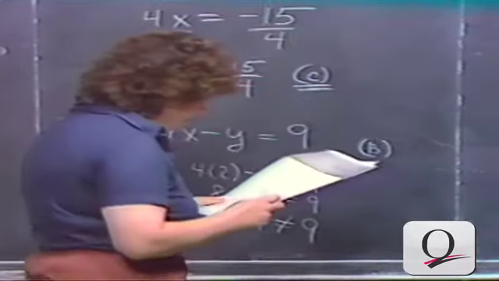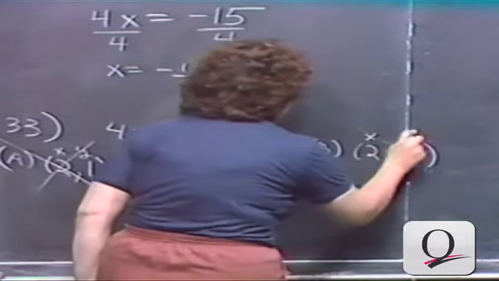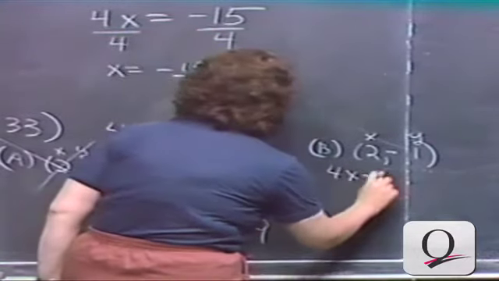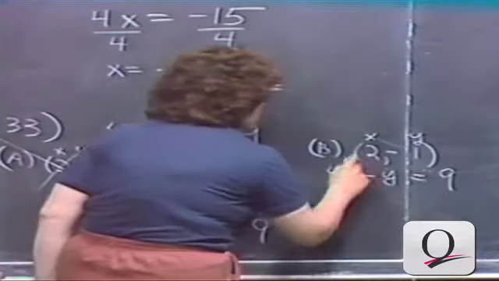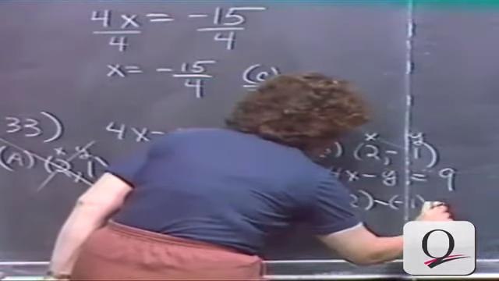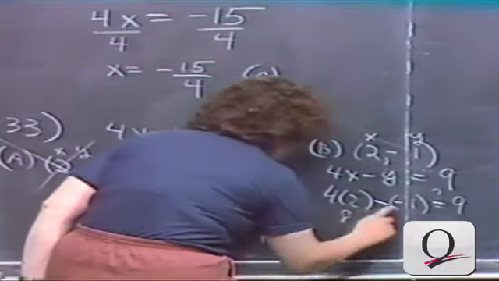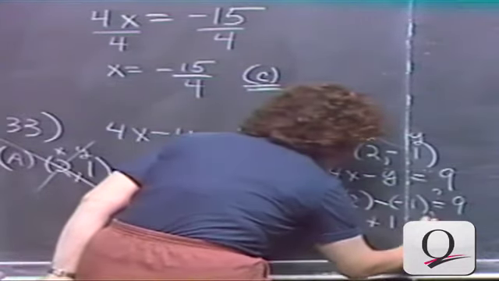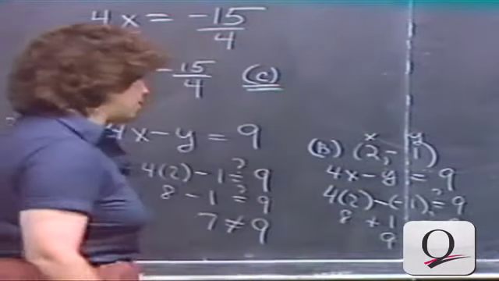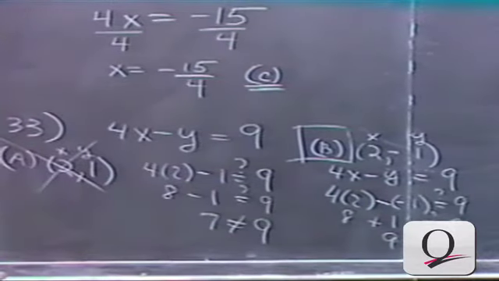Choice B is the point (2, -1). X is 2, y is -1. So 4x minus y equals 9: 4 times 2 minus y, which is -1, should be equal to 9. Well, 4 times 2 is 8. Minus a minus 1 is plus 1. And of course, this does work out. 9 equals 9. So we don't have to go any further. The correct choice is choice B. Choices C, D, and E will not work out either.